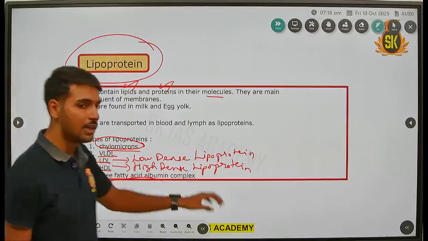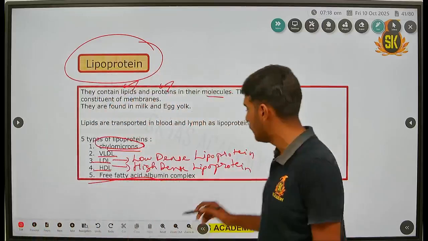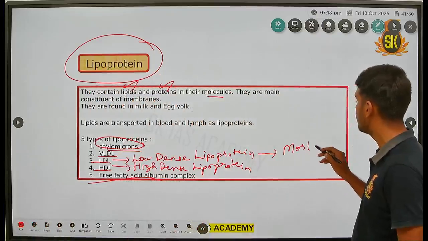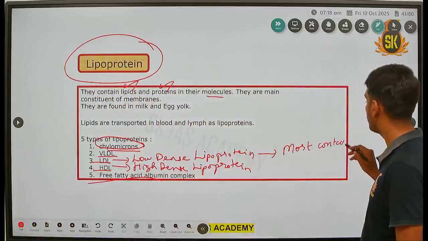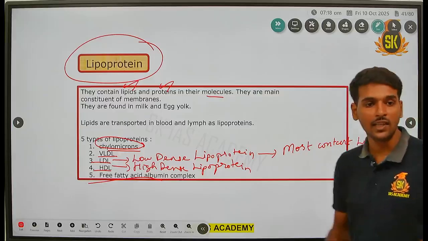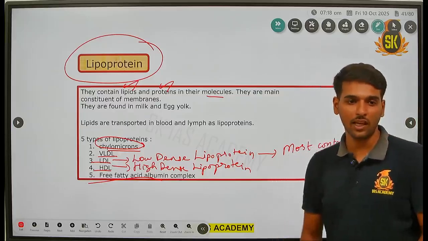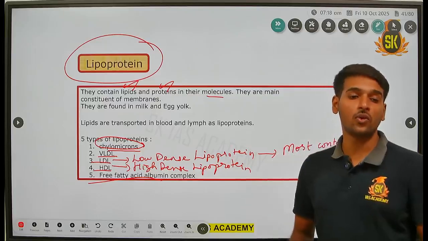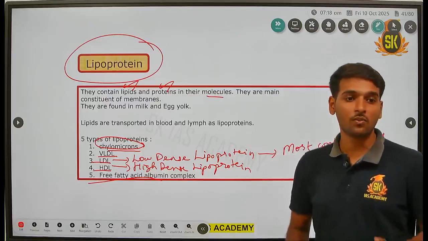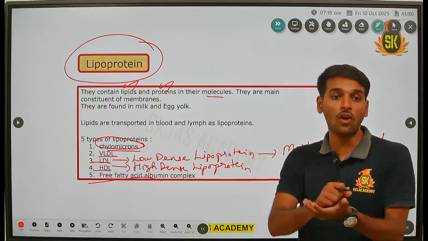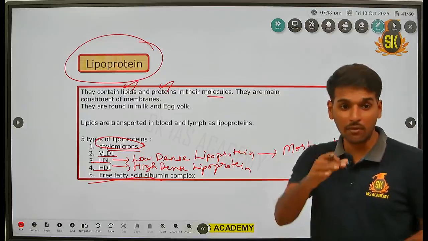What is LDL, sir? It is bad for our health because most of its content is lipid and the protein content is less here. So it gets accumulated and causes atherosclerosis. Atherosclerosis, what is it? It causes cardiovascular diseases. It blocks our arteries, blood vessels.